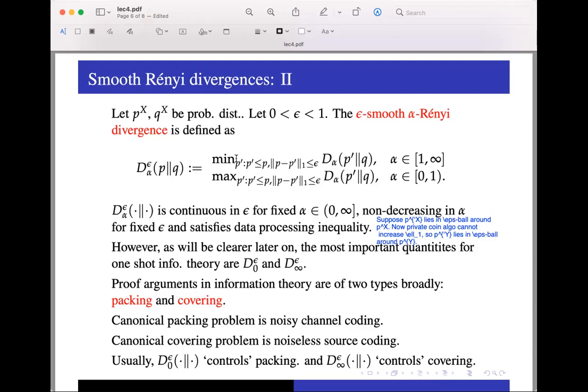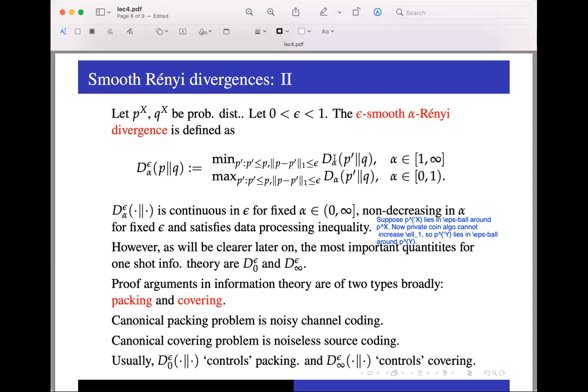So this I have to do when alpha is between 1 and infinity. I have to minimize overall P prime in an epsilon ball. Now, if alpha is in the range from 0 to 1, then I have to do the opposite. The same thing: start off with P, perturb P into subdistributions P prime, so P prime is dominated by P pointwise. The caveat being that P prime is in the epsilon ball around P. And now I can evaluate d alpha of P prime with respect to Q, and I'm going to maximize over all P primes in the epsilon ball.